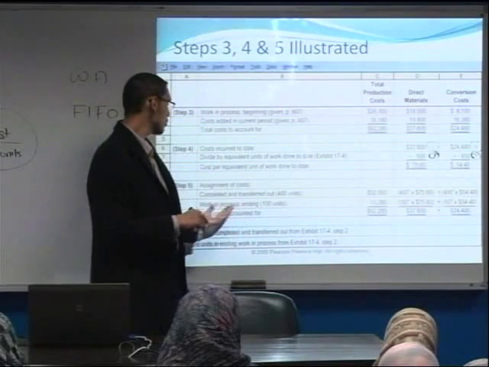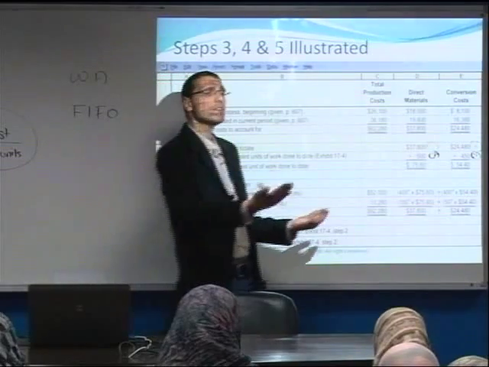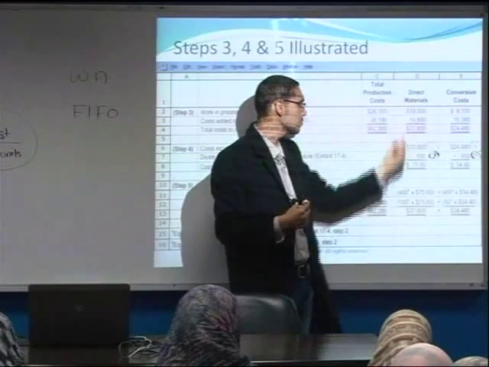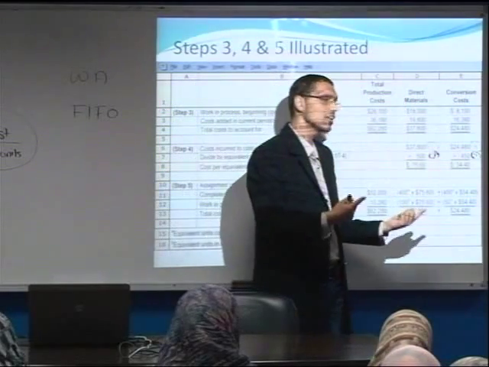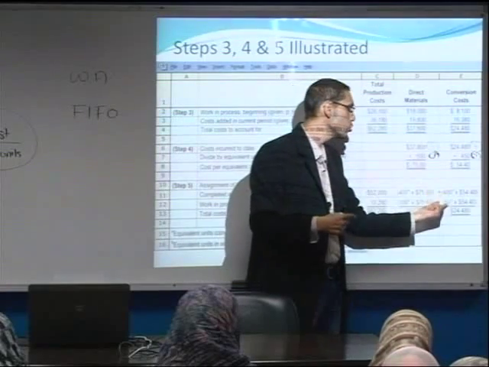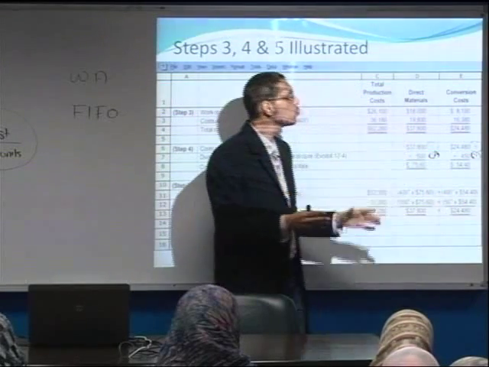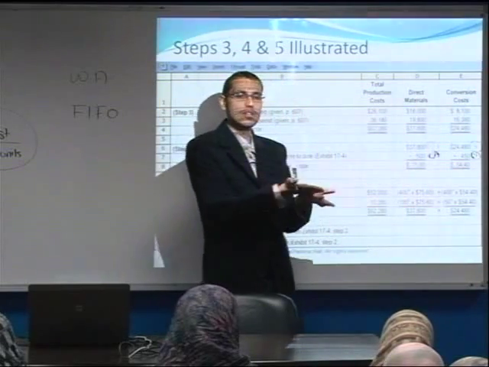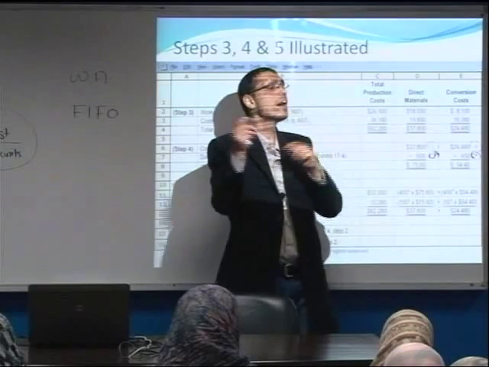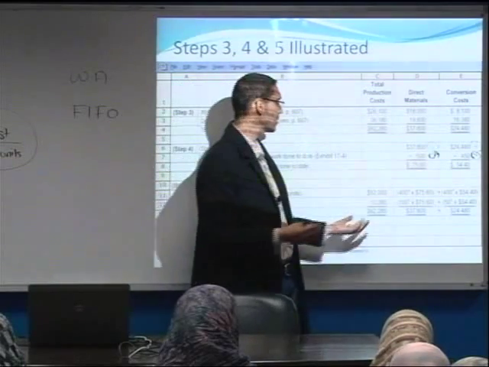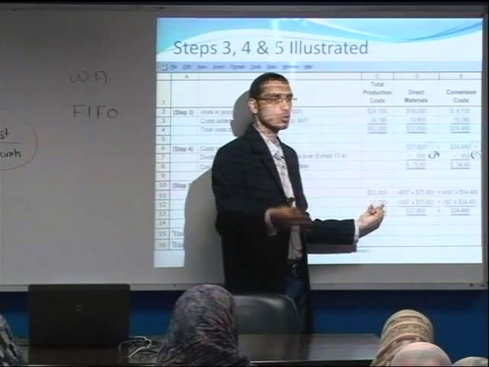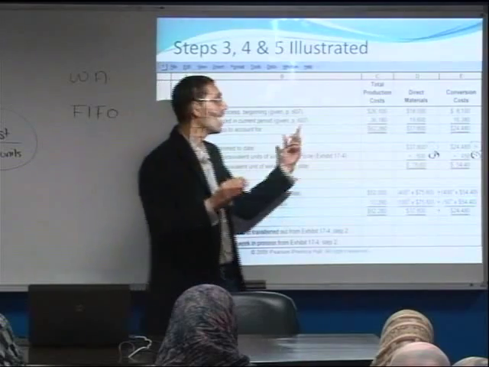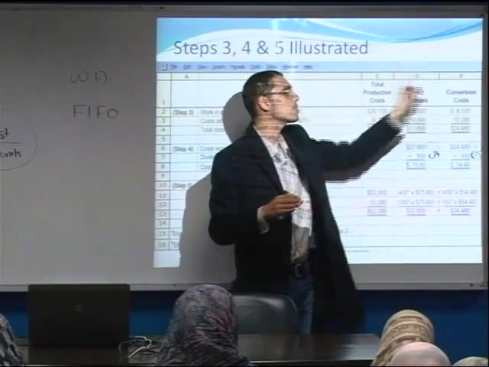Now, for the work in process ending inventory, from step number 2, we calculated that the equivalent units for the direct materials is 100, and the equivalent units for the conversion cost is 50 units. We have also calculated the cost per equivalent unit. Therefore, we can multiply the equivalent units for each category of cost by the cost per equivalent unit, and we get the total production cost incurred to produce the 100 units, 100% of direct materials and only 50% of conversion cost.